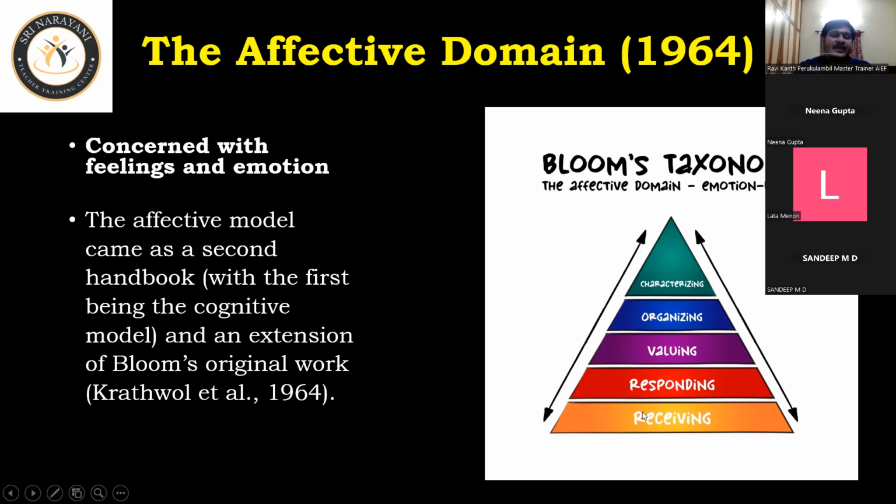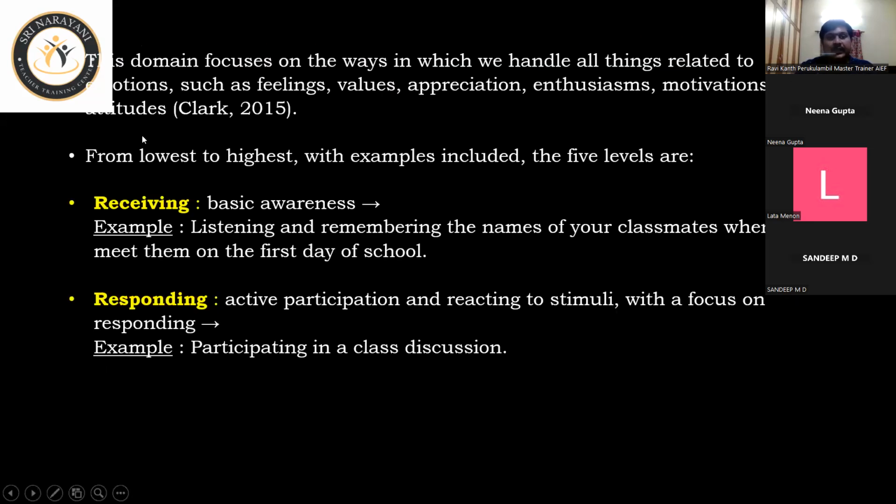You can see the pyramid here. The first level is receiving. The second level is about responding of the child. The third level is about valuing. The fourth level is about organizing. And the fifth level is about characterizing. Now let us see each level clearly. This domain focuses on the ways in which we handle all things related to emotions such as feelings, values, appreciation, enthusiasm, motivation, and attitude. How the child is responding to all these things that are happening in his or her life is what we are going to observe here.